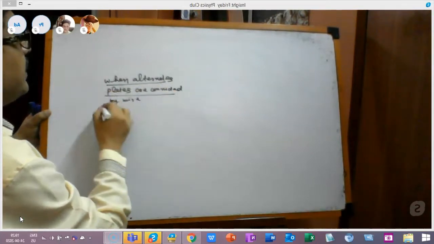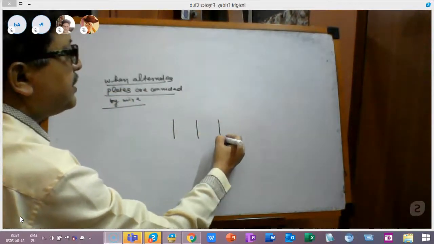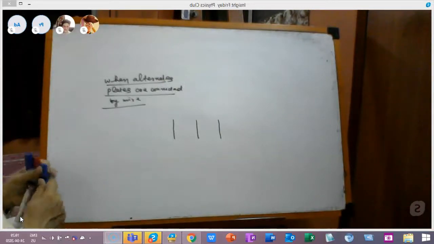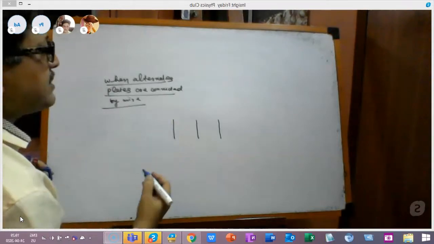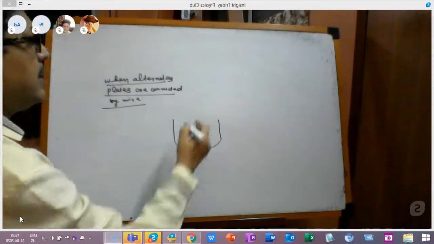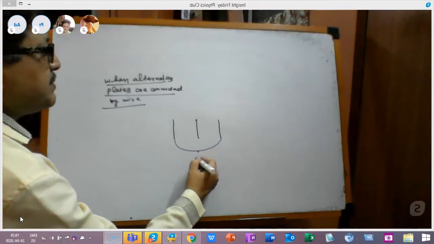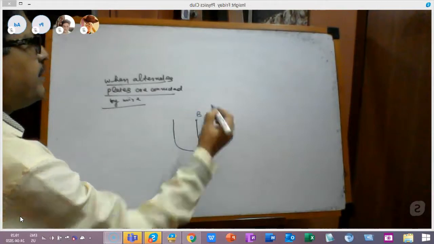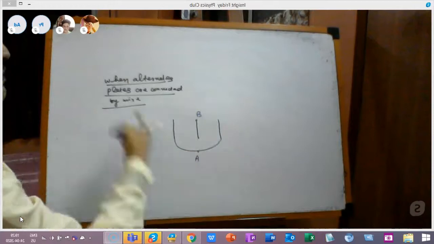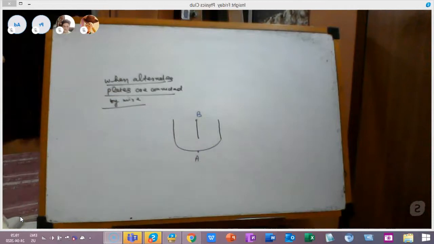When alternate plates are connected by wire, what will happen? Let us do the experiment with 3. I am doing it for these 3 plates, and these 2 are connected by a wire. This one is alone. Our problem is to find equivalent capacitance between 2 points A and B. How to find it? These 2 plates, alternate plates, are connected by a wire. This one is isolated. What will be the equivalent capacitance between the points A and B?